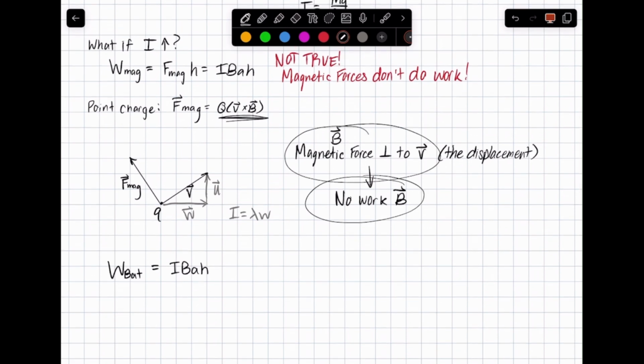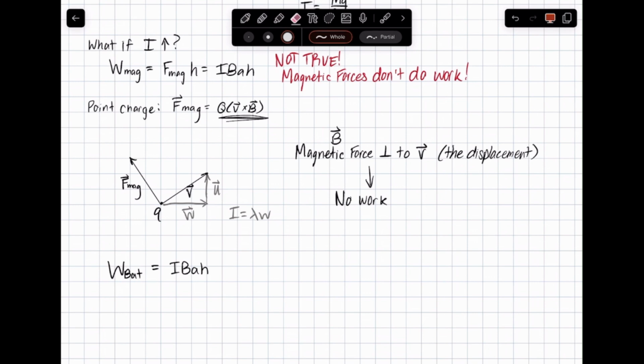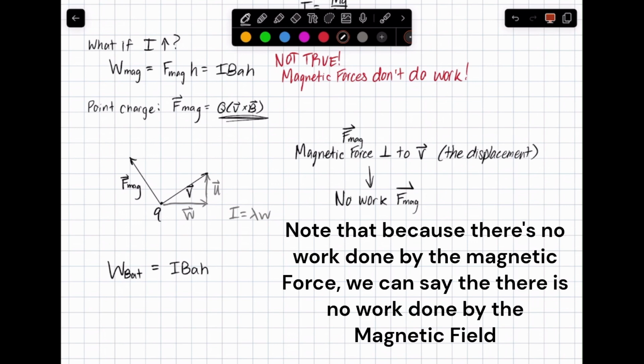So that's the key here. Since the magnetic force is perpendicular to the displacement, there is no work being done by the magnetic field, or magnetic force, excuse me. No, that is not right. By the magnetic force. I don't know why I wrote B here. My bad. Because that is going to be perpendicular to v. Hope that's clear. Anyway, thank you.